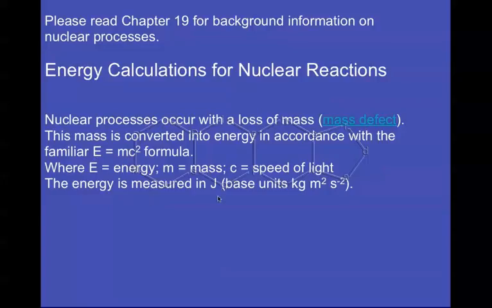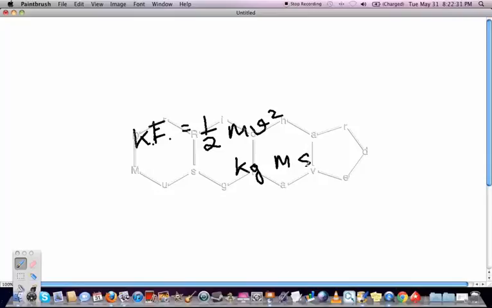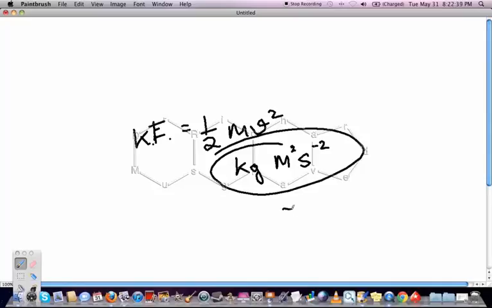Now, the energy is measured in joules, which is really just a combination of kilograms meters squared per second squared. And just to remind you of a formula that involves that, you got E equals, or kinetic energy, equals half mv squared, and m is kilograms, and you got meters squared per second squared. So that equals joules.